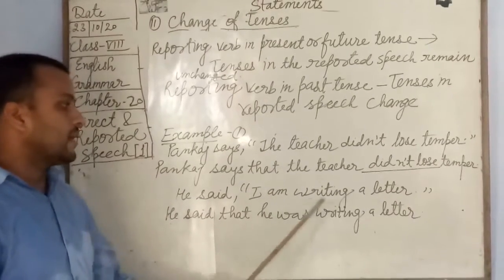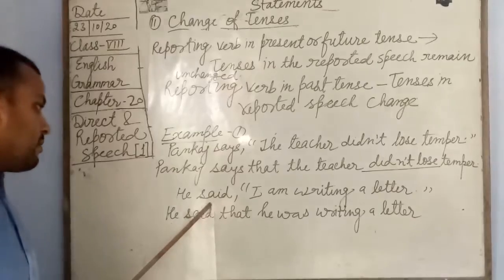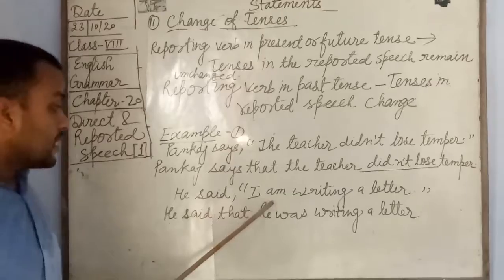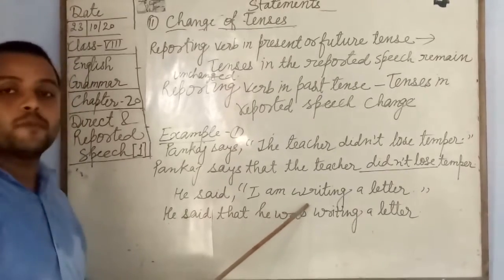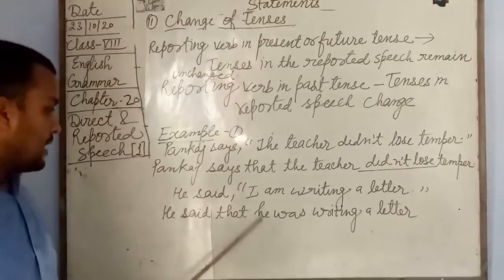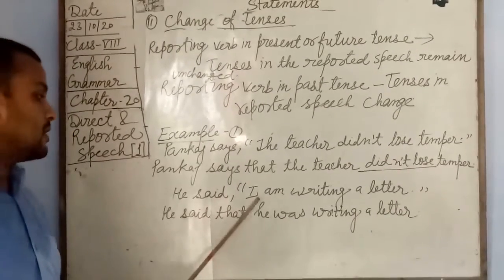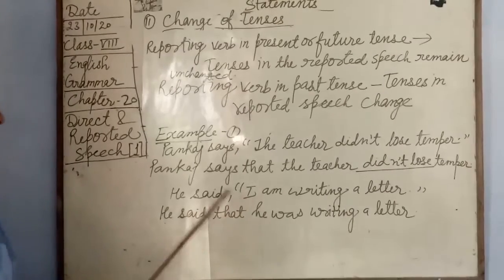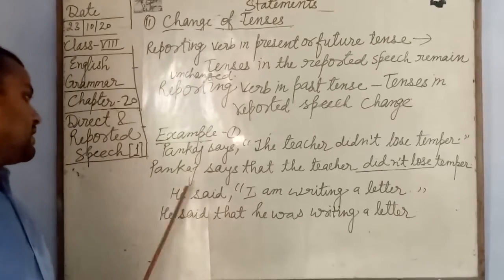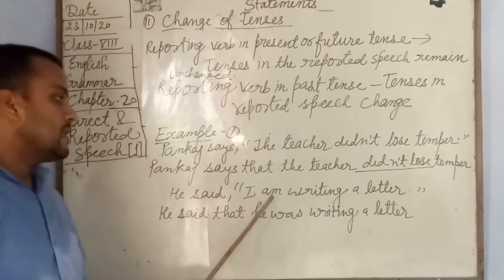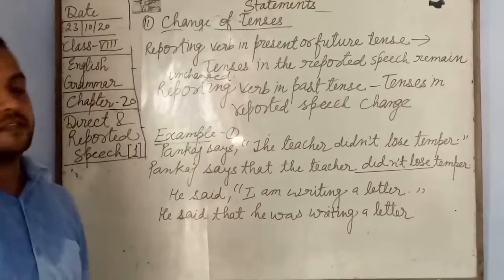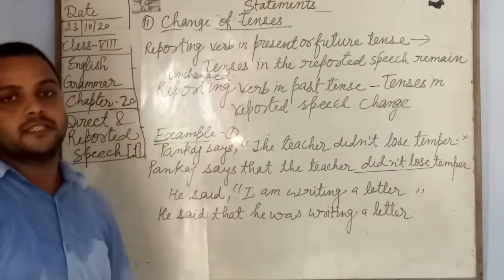See the second example. He said, I am writing a letter. Here the reporting verb is in past tense, simple past. That's why the tense of reported speech will be changed. He said that I, the pronoun of first person, will change according to the subject of the reporting speech. Means I will be changed into third person, he. And here am writing, present continuous, becomes was writing, past continuous. He was writing a letter.